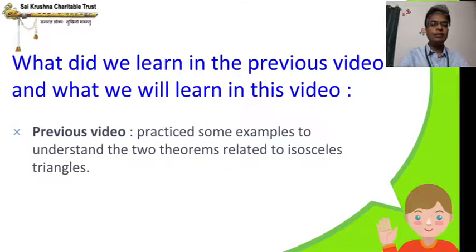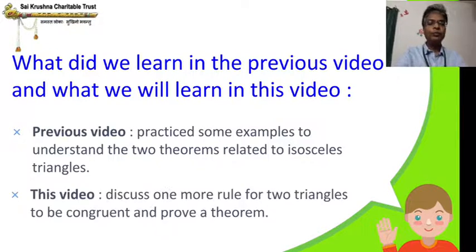So in the last video, we practiced some examples and I hope all of you have completely understood both the theorems of isosceles triangles, that is, angles opposite equal sides are equal, and similarly sides opposite to equal angles are equal. Hope you understood thoroughly, so we will now move back to the normal triangle, any triangle.